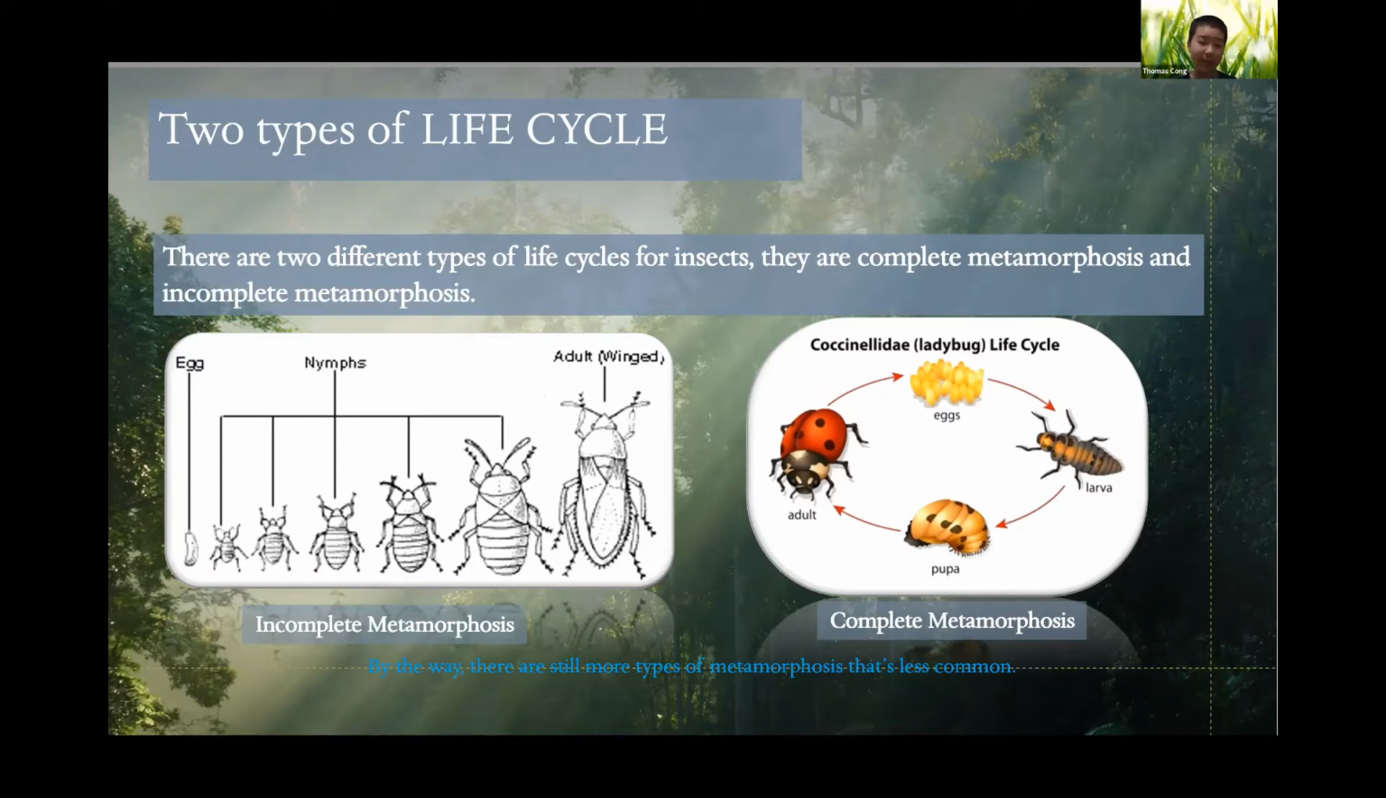So for example, one day an adult insect saw a cricket and a nymph insect also saw the cricket, so they want to eat the same thing and need to fight each other for the food. But with complete metamorphosis, they do not need to do that because larvae and adults eat different things. And by the way, there are still more types of metamorphosis that are less common. These two are the most common ones.